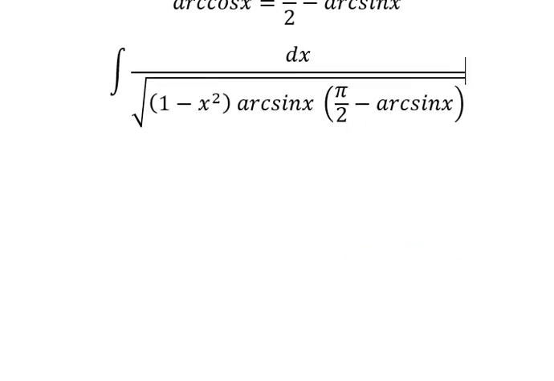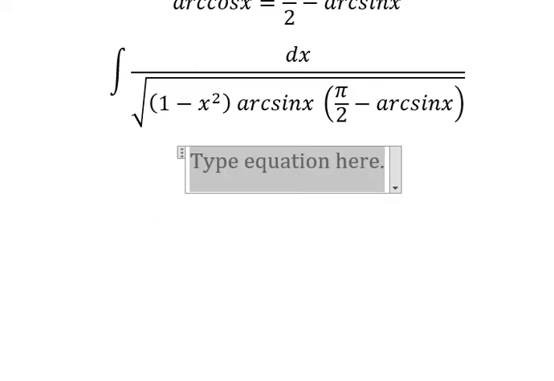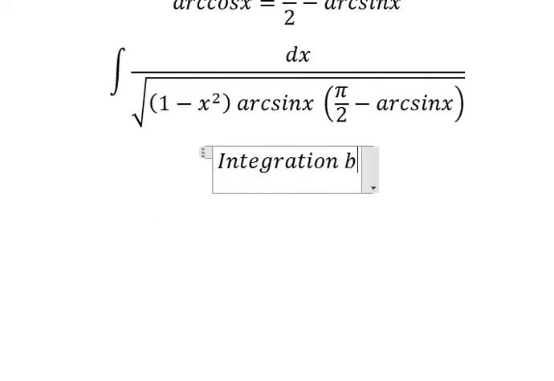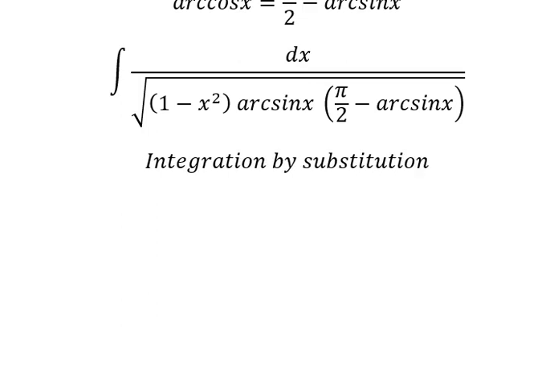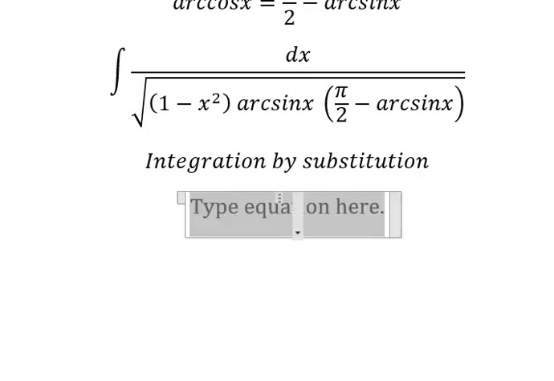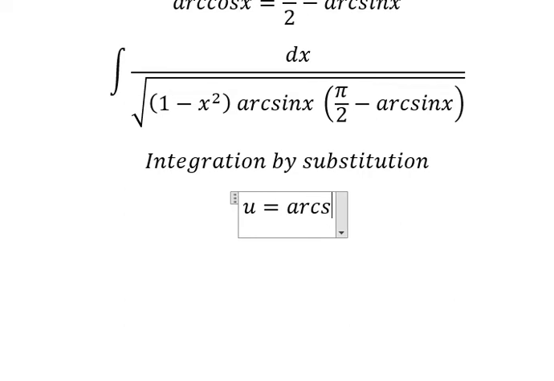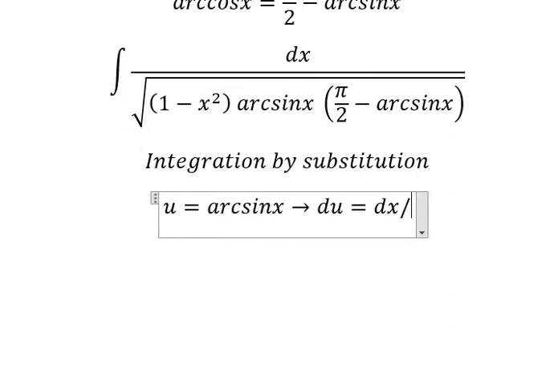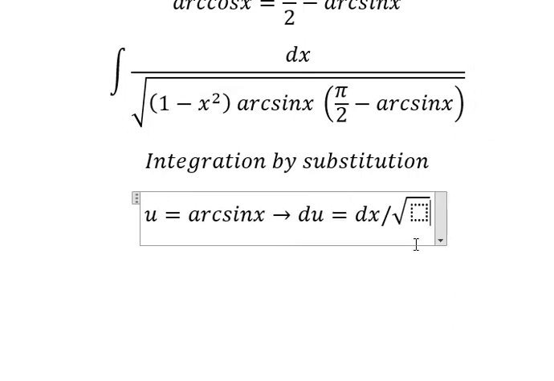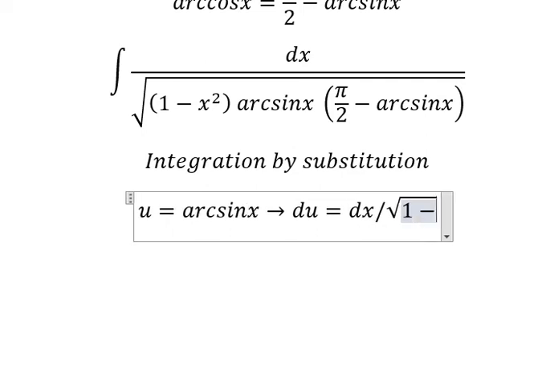Next, we can use integration by substitution. So I will put u equal to arcsin of x. Later, we take the first derivative of both sides, and we have dx over the square root of 1 minus x squared.